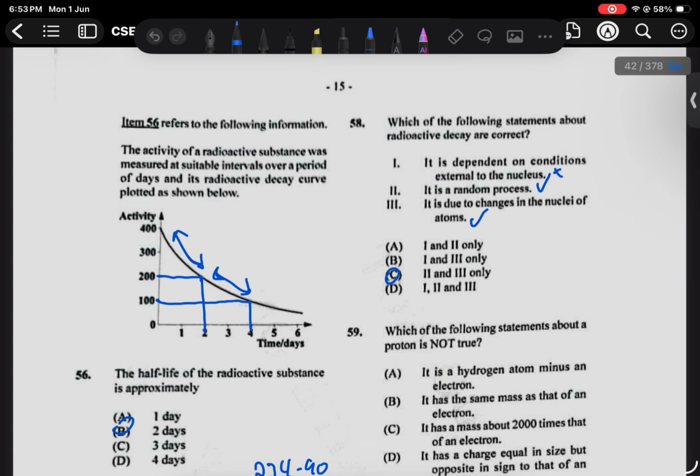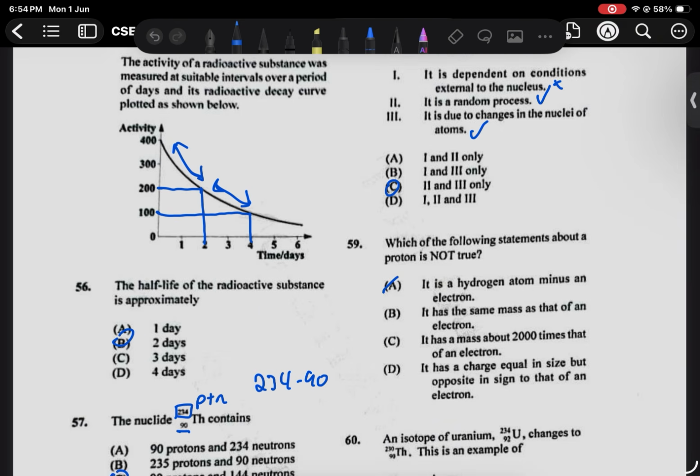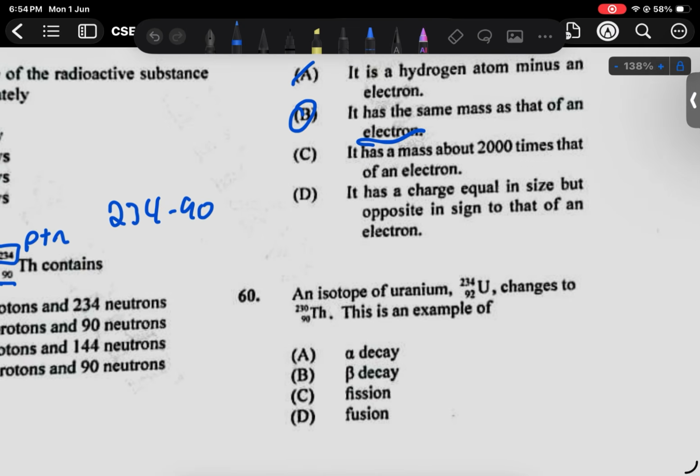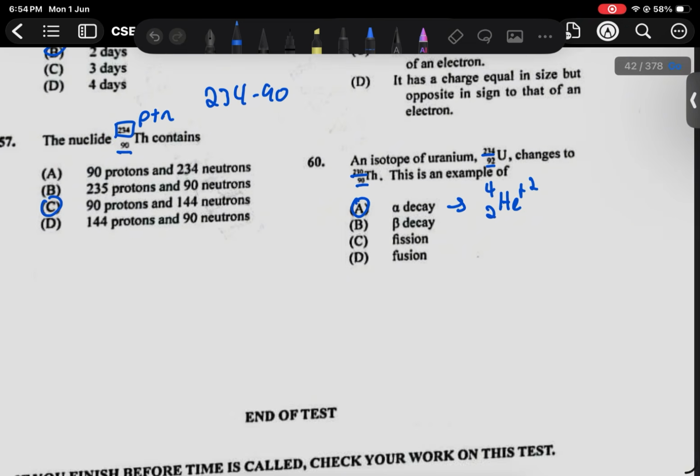Which of the following statements about a proton is not true? It's a hydrogen atom minus an electron. It's true. It has the same mass as that of an electron? No, an electron has almost no mass. An isotope of uranium changes to, this is an example of alpha decay. So you lose a mass number. It will lose a mass number of 4 and an atomic number of 2, because alpha particles are positively charged helium nuclei. Yes.